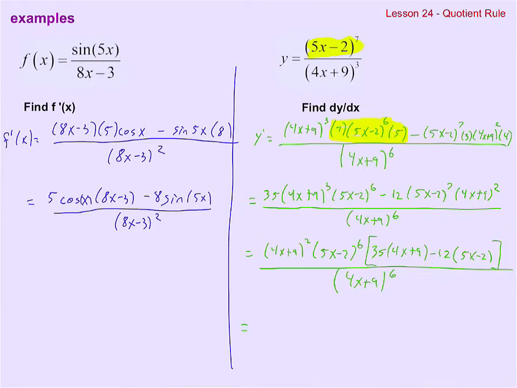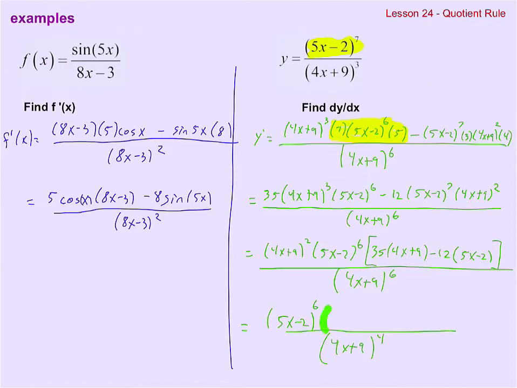And 2 last little things I can do here. Number 1, 4x plus 9 squared over 4x plus 9 to the 6th can reduce. So I can make that 4x plus 9 to the 4th. And in the numerator, the 5x minus 2 to the 6th is staying put. But I can simplify everything that's in here. If I distribute, 35 times 4x is 140x. And negative 12 times 5x is negative 60x.